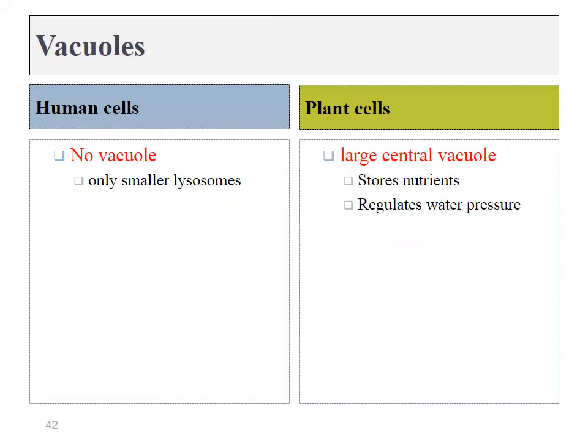Next up are vacuoles. In your cell biology prerequisite, you probably learned about the function of vacuoles in plant cells, which were to store nutrients and regulate water pressure. Human cells really don't have vacuoles. Lysosomes are the tiny vacuoles that human cells find.